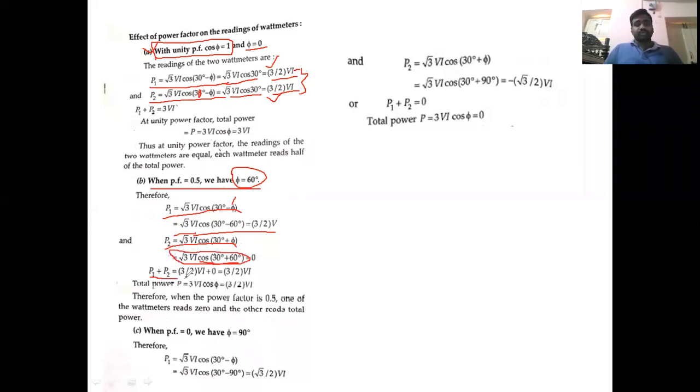So P1 plus P2 is equal to 3 by 2 VI plus 0, that is equal to 3 by 2 VI. Okay, so that means here this is a peculiar condition where the power factor is 0.5. That means if the power factor is 0.5, the phase angle will be 60 degrees. That is the thing that happened here.